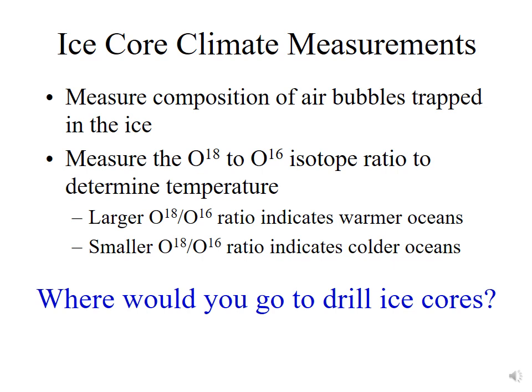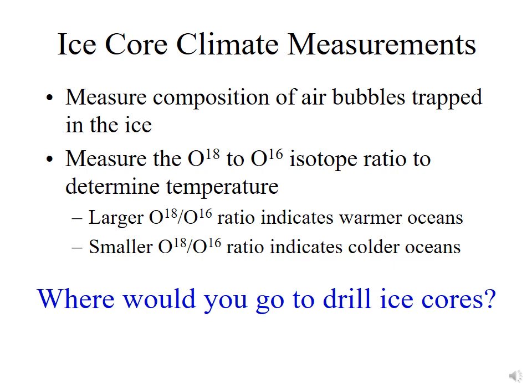But the water ice itself contains information about temperature. There are basically isotopes of oxygen. There's the oxygen 18 isotope and the oxygen 16 isotope. And one of these is slightly heavier than the other because it has 2 additional neutrons. And so water that forms with oxygen 18 is referred to as heavy water, and water that forms with oxygen 16 is basically regular water.